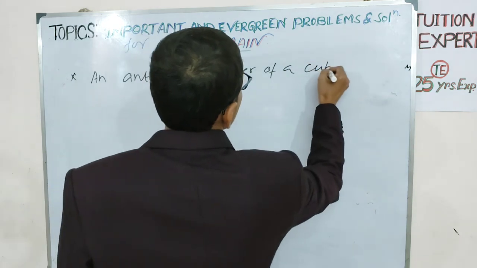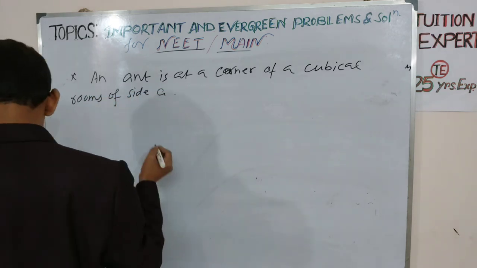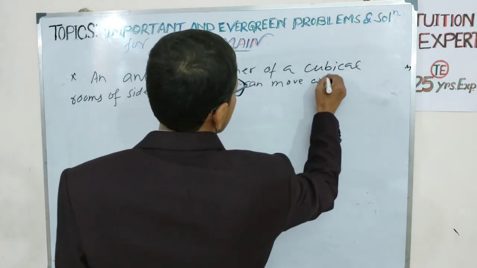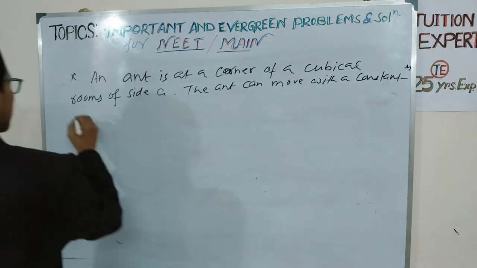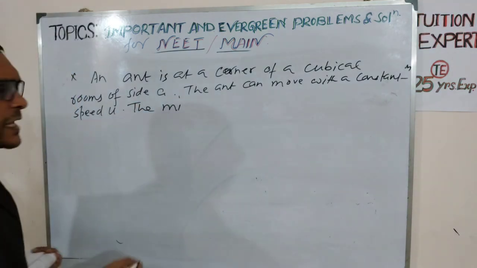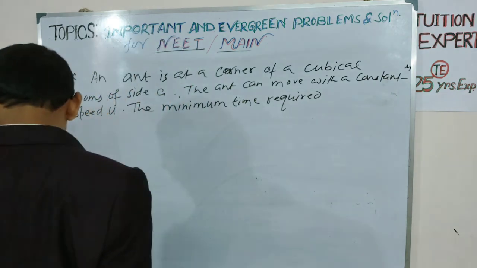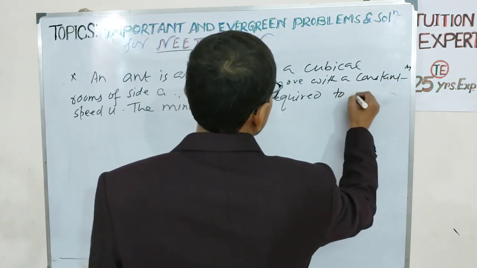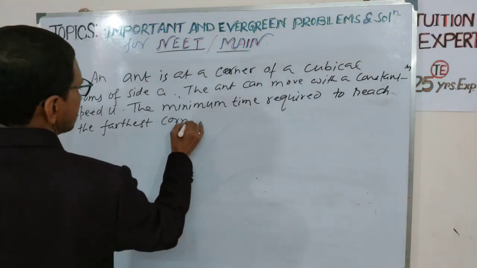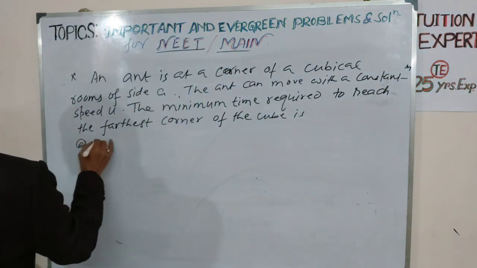An ant is at a corner of a cubical room of side A. The ant can move with a constant speed u. The minimum time required to reach the farthest corner of the cube is option 3a by u.